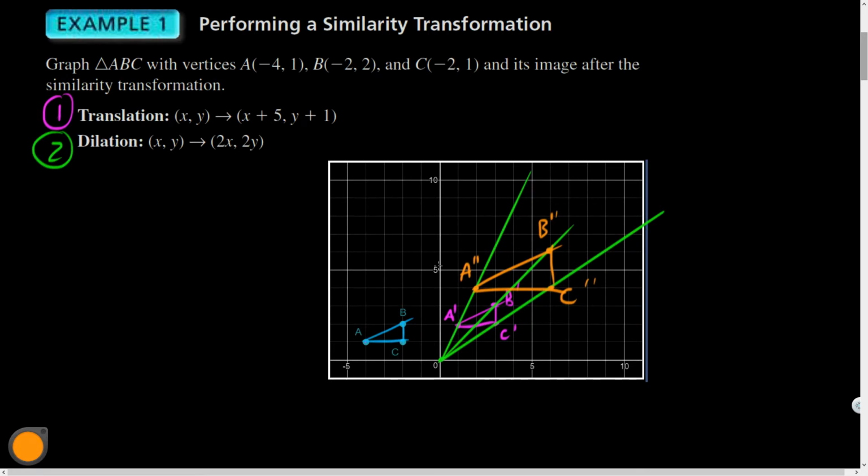Question, comment. Oh, so like, could I dilate in one dimension only? Is that what you're talking about? So like if this was a 2 and this was a 1? Okay, so that wouldn't be a true dilation. That would end up being like a distortion. It would no longer be similar.